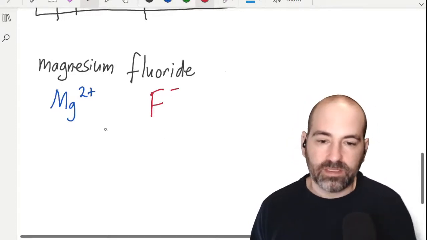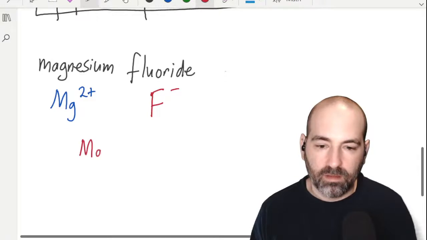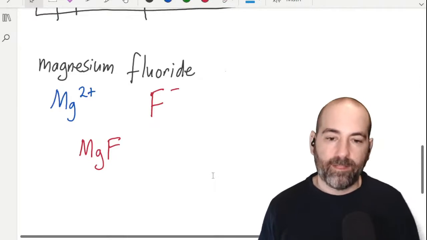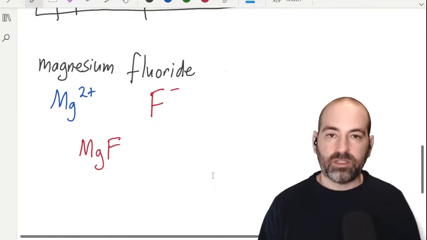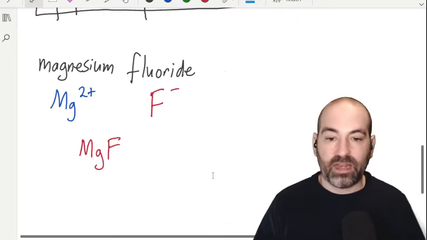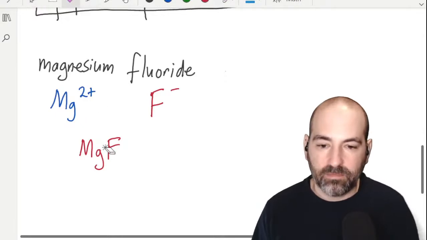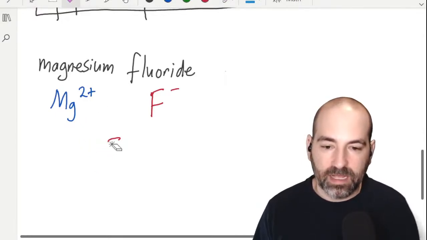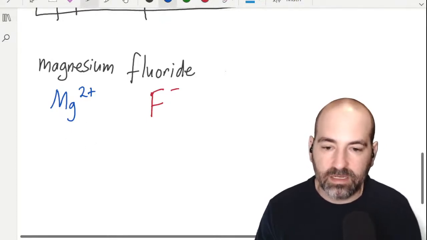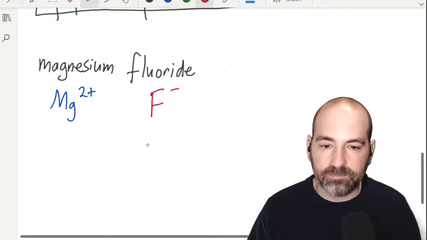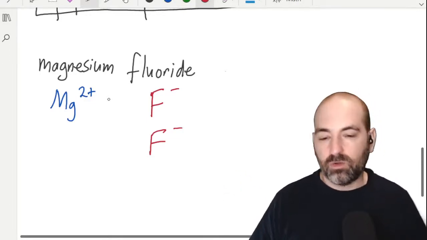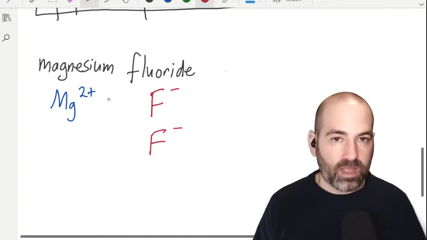Now we can't just make this MgF. And the reason for that is that magnesium is +2, fluoride is -1. So a compound that's just 1-to-1 ratio of magnesium to fluoride is always going to have extra positive charge. We can't have that. There needs to be the same amount of positive and negative charge in the compound. So to do that, what we're going to do is add a second fluoride ion. So if these combine in the ratio of 1-to-2, 1 magnesium to 2 fluorides, now we have a neutral compound.